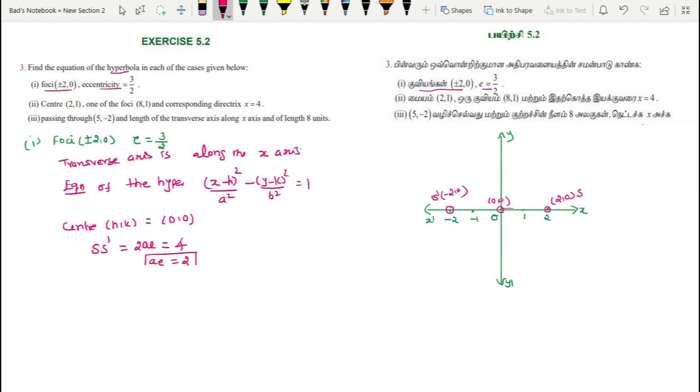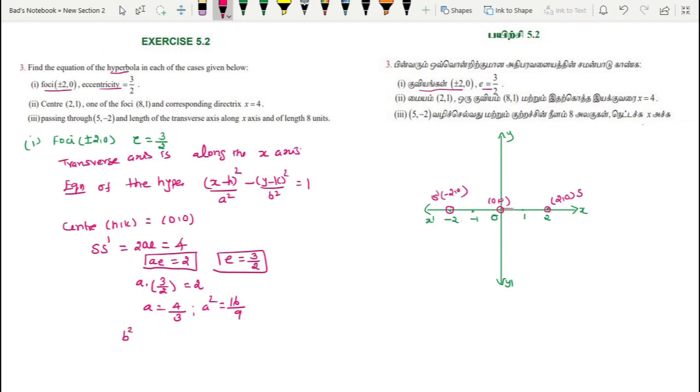So ae நம்மட்ட இருக்கு. Given e equal to 3/2. So e equal to 3/2 தெரியும். So a கண்டுபிடிச்சலாம். இப்போ இங்க substitute பண்ணி வெச்சுக்கோங்களேன். a into 3/2 equal to 2. So a equal to 4/3. So what is a square? a square equal to 16/9.